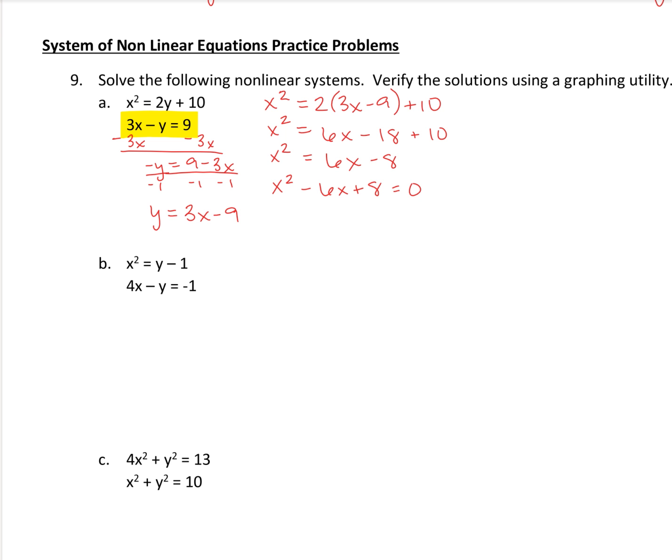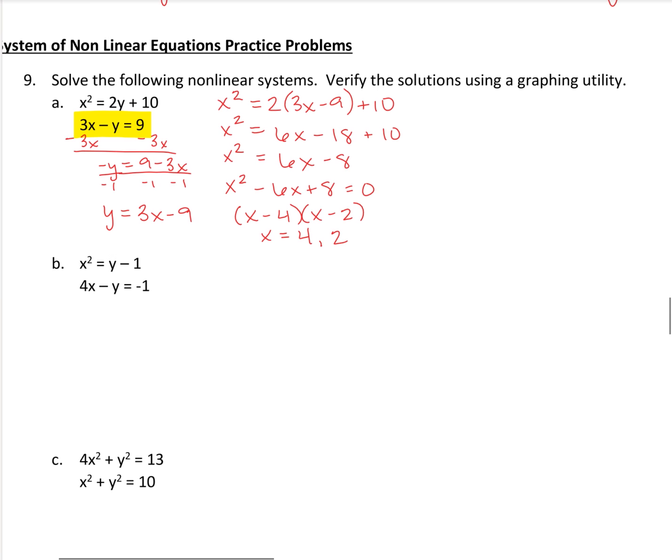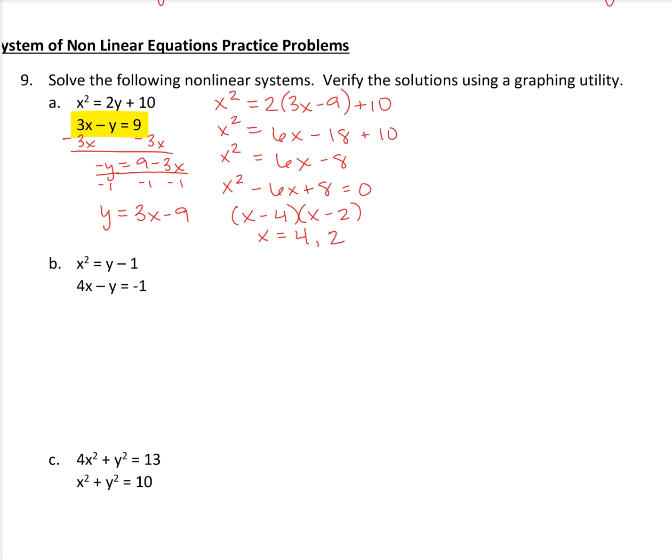To solve it, I'm going to have to factor. What times what gives me 8 but adds to negative 6? That's going to be x minus 4 and x minus 2. So I get x is 4 and x is 2. I'm going to take those two numbers and use the y equals 3x minus 9 equation, because it's easiest to plug something in. No matter what I plug in, I'm going to get a y.